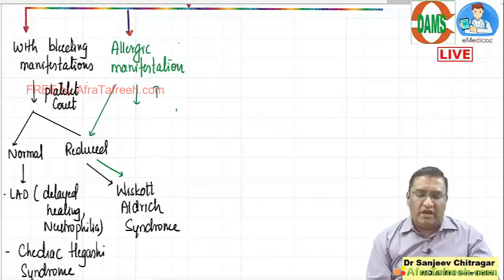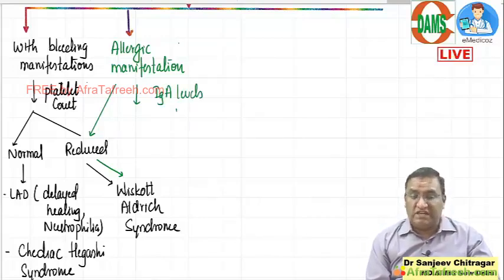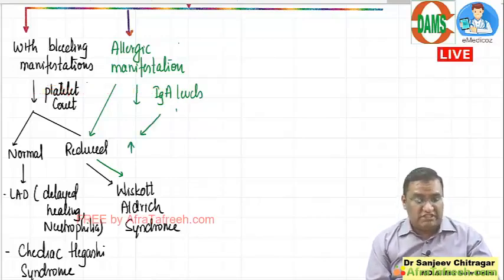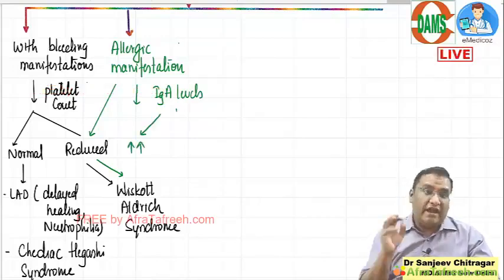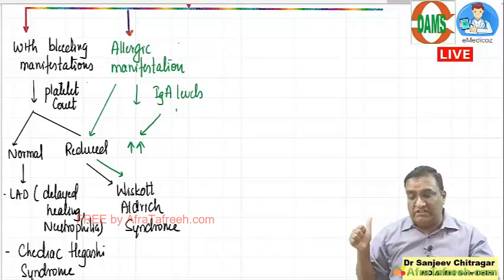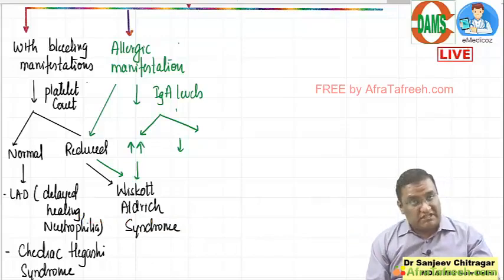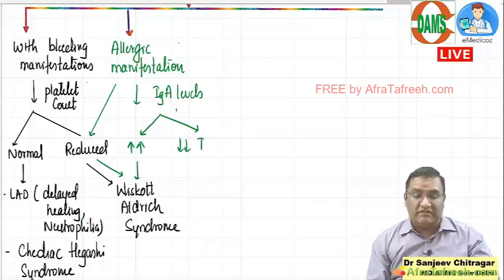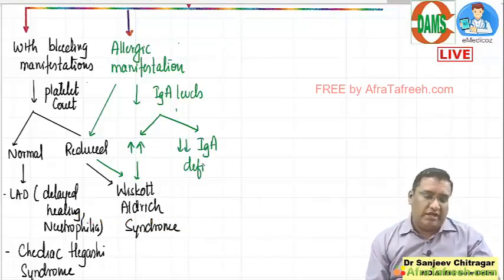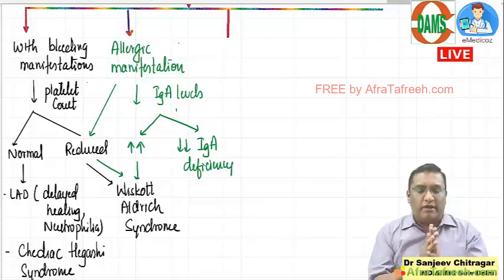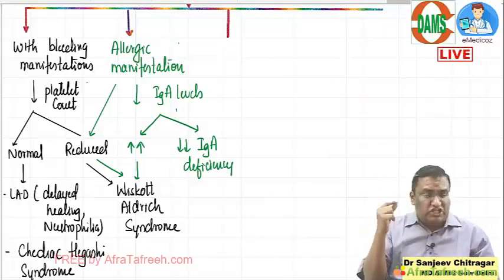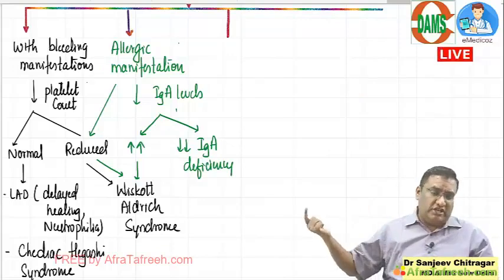The other way around is, check for IgA levels. IgA levels would have been given. If IgA levels are increased and allergic manifestations are there, then it is again Wiskott-Aldrich syndrome. If IgA levels are reduced, then it's isolated IgA deficiency. So very important, recurrent infection with allergy, two important causes: isolated IgA deficiency and Wiskott-Aldrich.